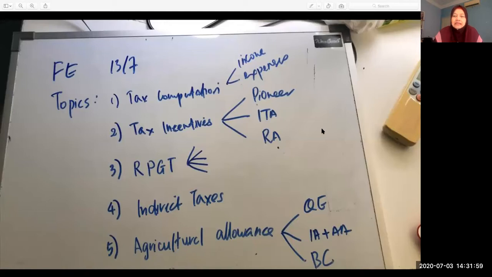Under indirect taxes, as by Dr. Salwa, I believe that she went through the GST as well. And then we also went through the SST, the evolution of the indirect taxes in Malaysia. And of course, you also have to know the framework guidelines from the customs that you have to understand. Then the final topic, again one that I'm not covering, is the agricultural allowance. So these are the 5 topics that will be in your final exam.